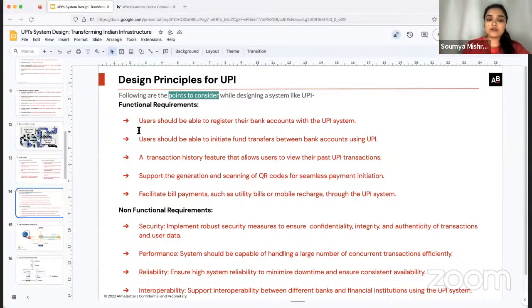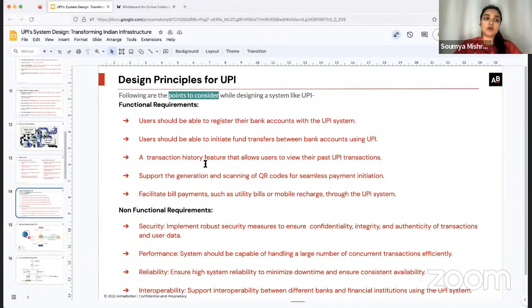So see, what are the functional requirements? The user should be able to register the bank account with the UPI system. Users should be able to initiate fund transfers between bank accounts using UPI. A transaction history feature that allows users to view their past UPI transactions. Support the generation and scanning of QR codes for seamless payment initiation, and facilitate bill payments and all of that. Okay, so these are some of the features. This is the functional requirement.